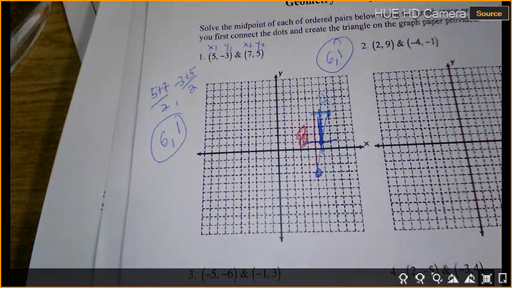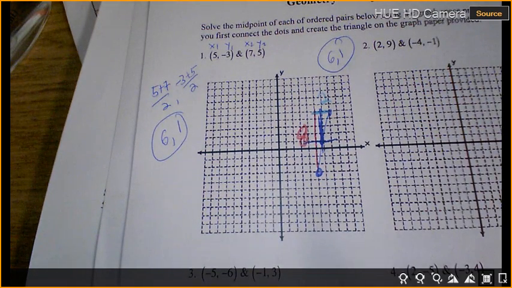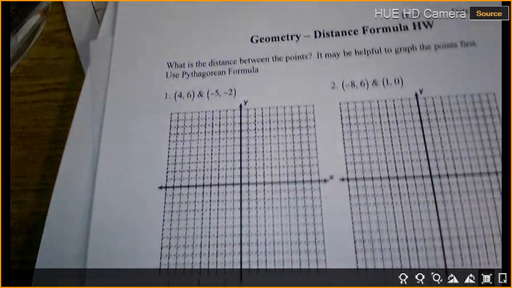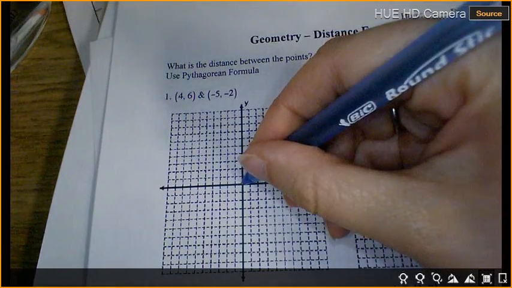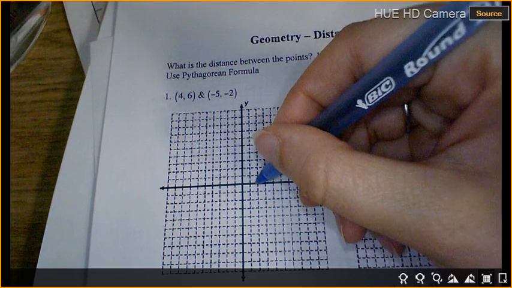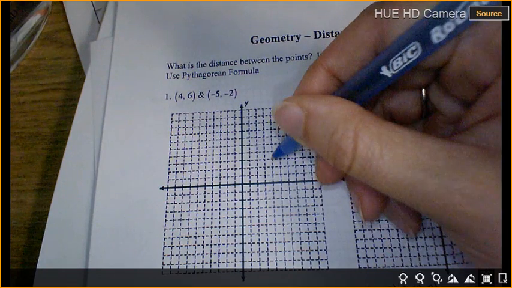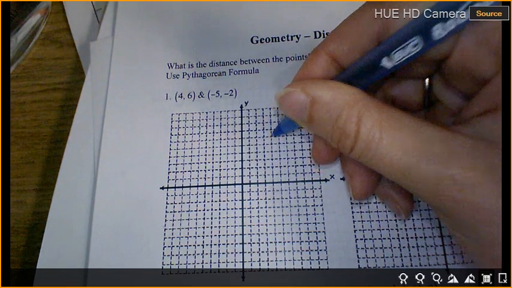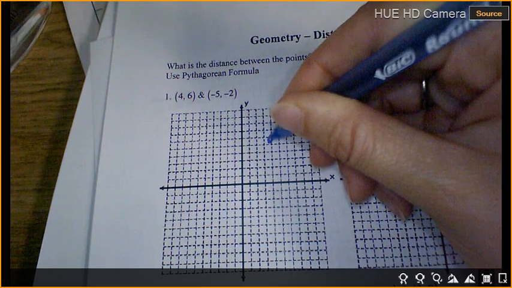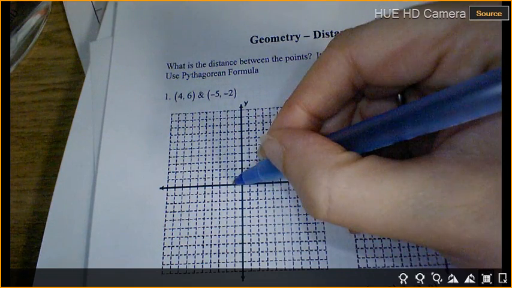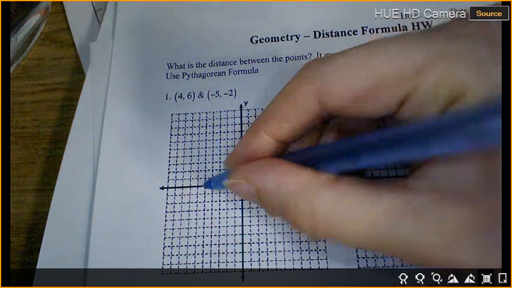That's it. We're going to do the distance formula, so I'm going to do number 1 on the distance formula now. First, I'm going to do it graphically. I'm going to go to 0, 0 and go over 1, 2, 3, 4, up 1, 2, 3, 4, 5, 6. I'm going to go back to 0, 0 and go over negative 5: 1, 2, 3, 4, 5, down 1, 2.